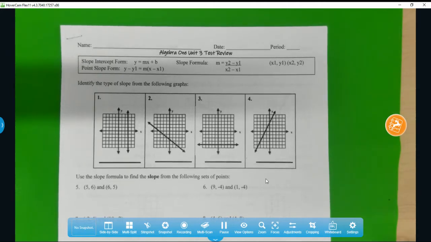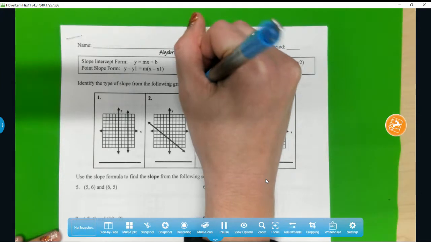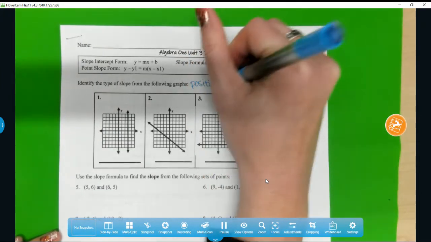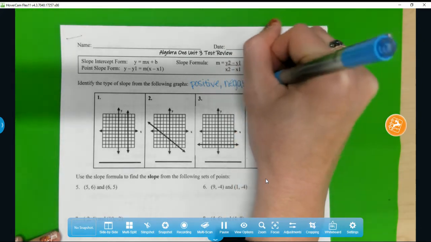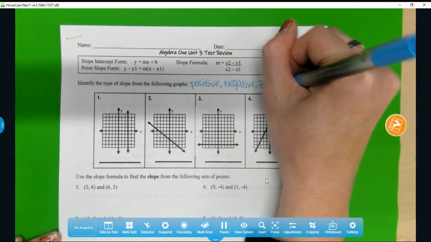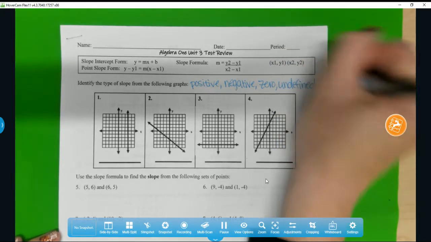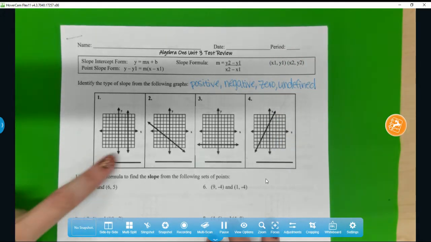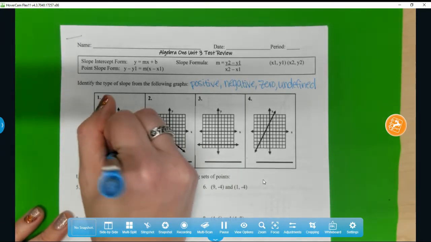For number 4, we're identifying the type of slope from the graph. So it can either be a positive slope, a negative slope, 0, or undefined. Okay, so this first one is right here. So that is our undefined.